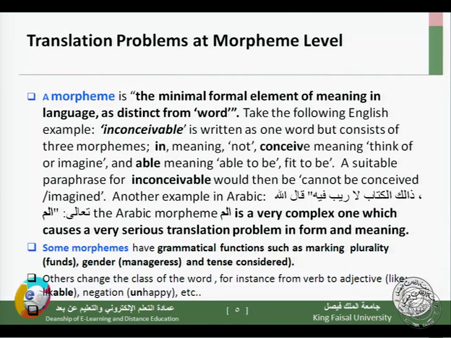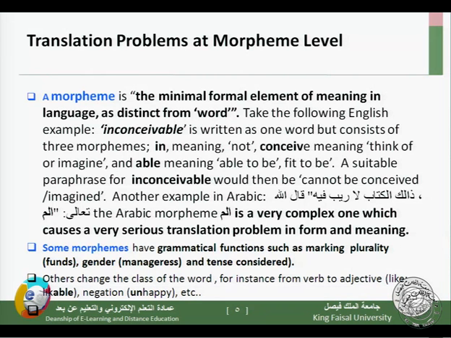You need to predict what I am going to say if you are a clever student. You know, use your prediction ability. Okay, the teacher is going to say this and that and so on, and this helps you learn, you know. Now, we come back to our example, just to show you what we mean by a morpheme. Now, a morpheme, as I said, is the minimal, formal element of meaning in language as distinct from word. It has a meaning, by the way. It has to have a meaning.